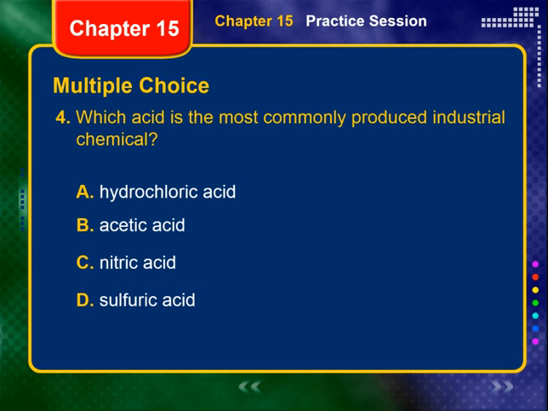Which acid is the most commonly produced industrial chemical out of these? Which is the number one? Sulfuric acid. Sulfuric acid is actually in pretty high demand. It's the number one acid that people ask for, for different reasons. So it's the most heavily produced.